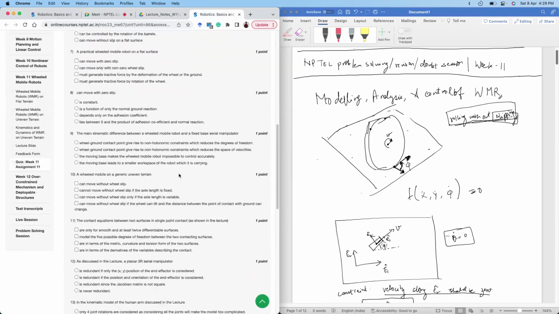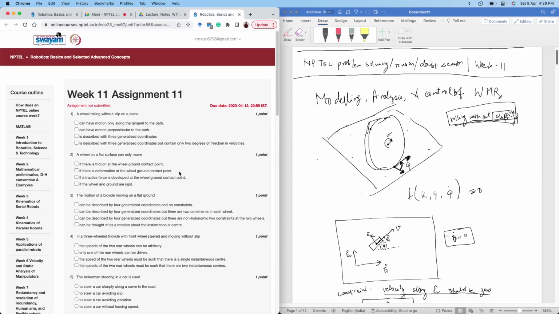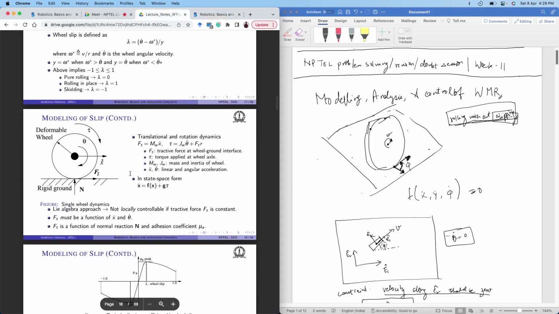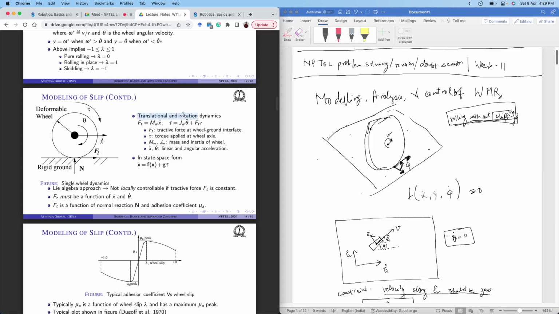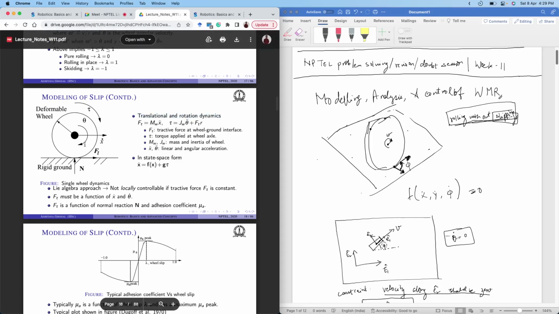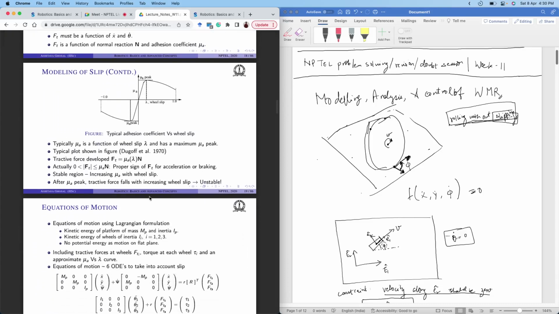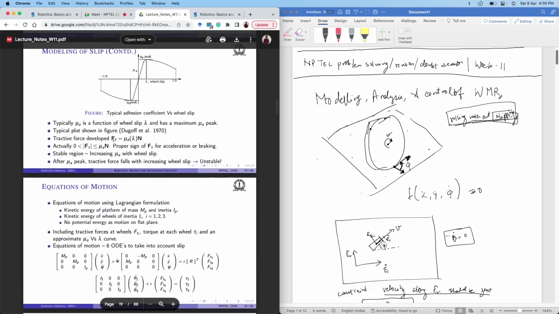Because there are no numerical problems in these assignments, they are more based on theory, and on the intuition behind all these models and different methodologies. Then there is further discussion of modeling of slip, with the translation and rotational dynamics of the deformable wheel. Sir has discussed this, and then there is the equation of motion from the Lagrangian formulation. You just write the kinetic energy of motion.